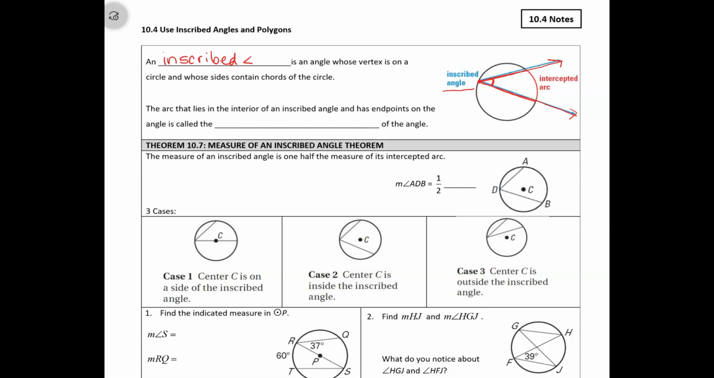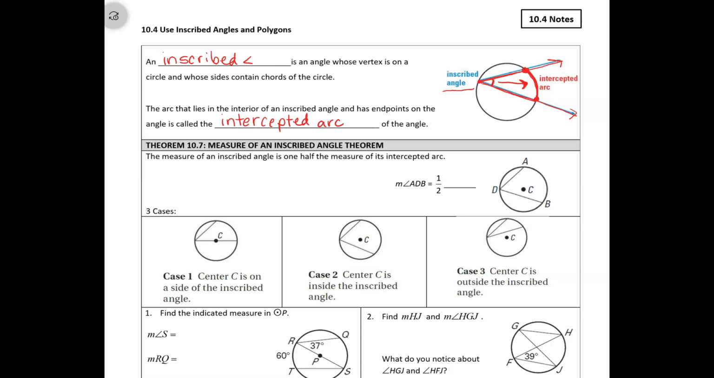Now, the next thing we have to know is the intercepted arc. You can see this is labeled in red on the picture. It says the arc that lies in the interior of the inscribed angle and has endpoints on the angle is called the intercepted arc. So you can see in the picture, it goes from here to here, and across from that angle, opposite, that is the intercepted arc.